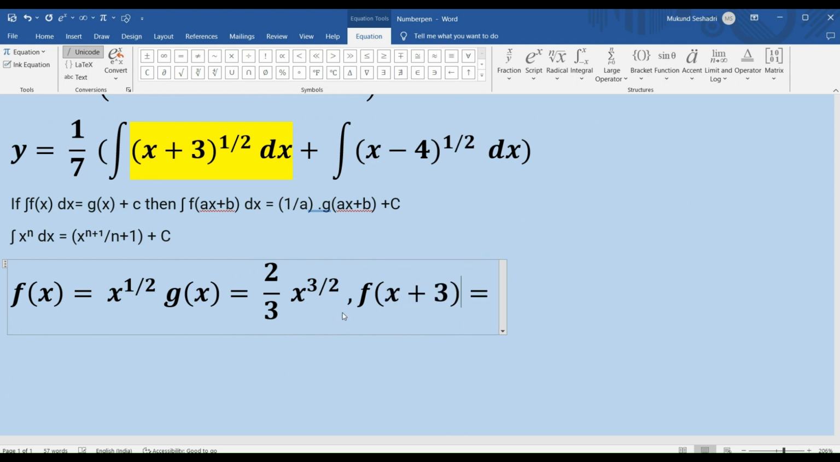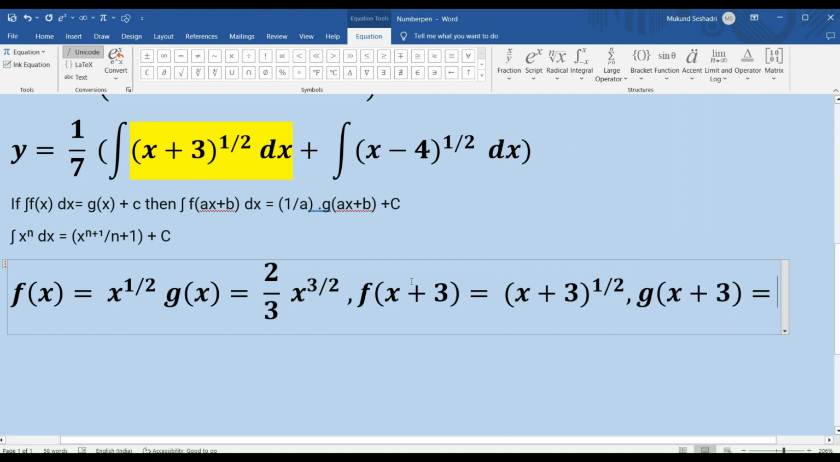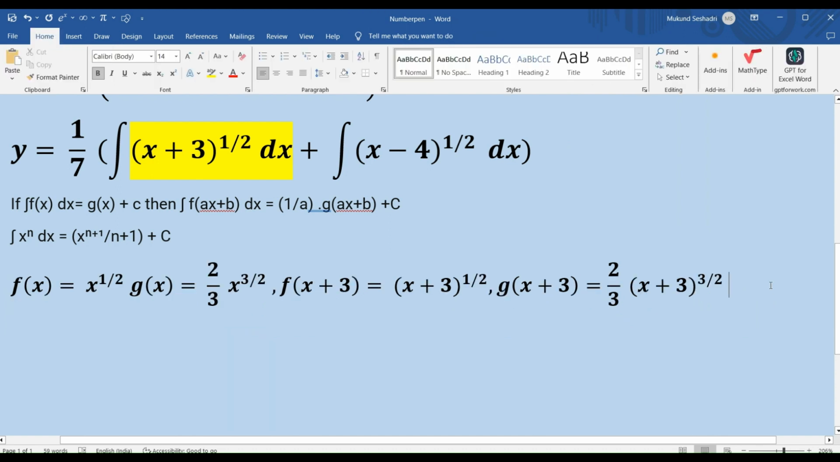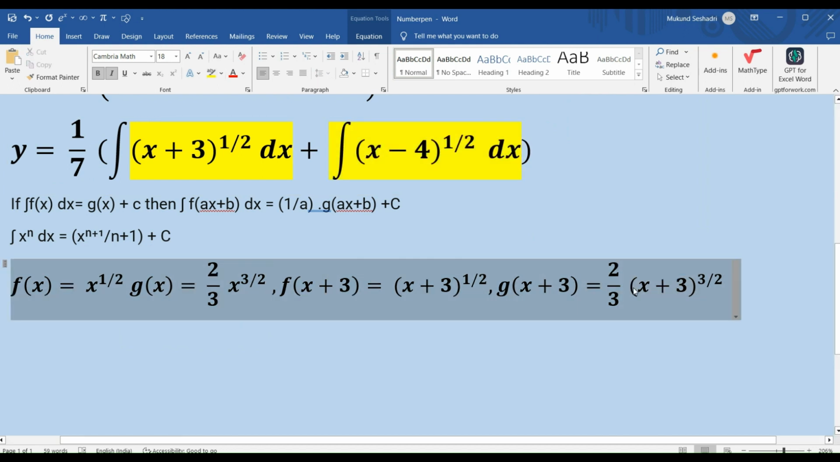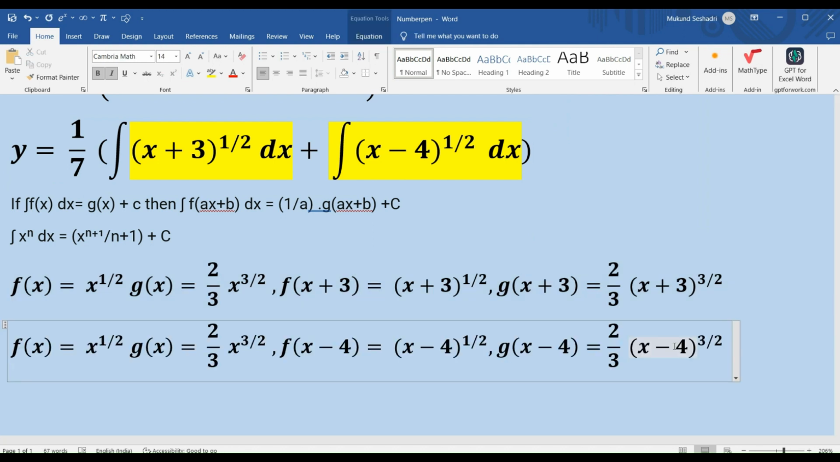So my f of ax plus b, which is nothing but f of x plus 3, is nothing but x plus 3 the whole power half. So in this case, what is my g of ax plus b? G of x plus 3 is nothing but 2 by 3 times x plus 3 the whole power 3 by 2, right? So now that's the case for my first expression. Now I go to the second expression, which is x minus 4 the whole power half. And I know that it's very similar to x plus 3. So this is what we have for our second expression. So I have my g of ax plus b for both the first and the second expression. And all that I need to do is go back and plug it into my y, right?